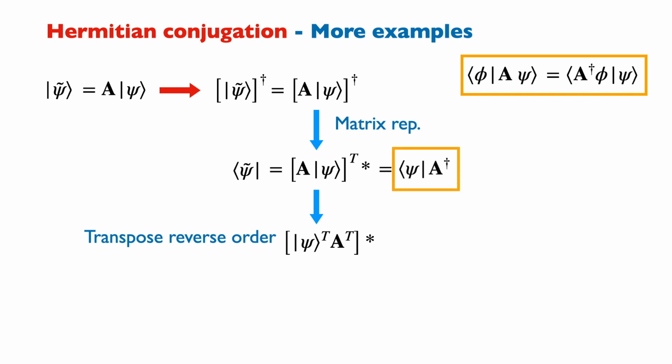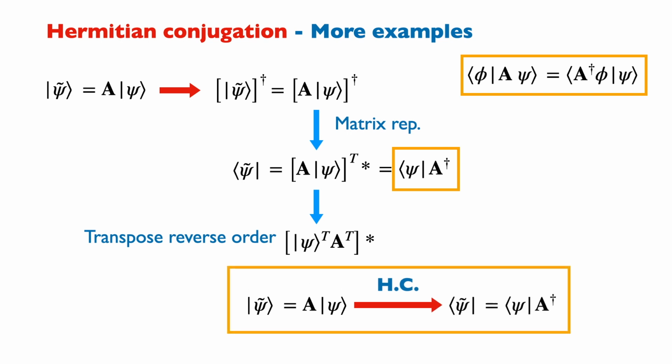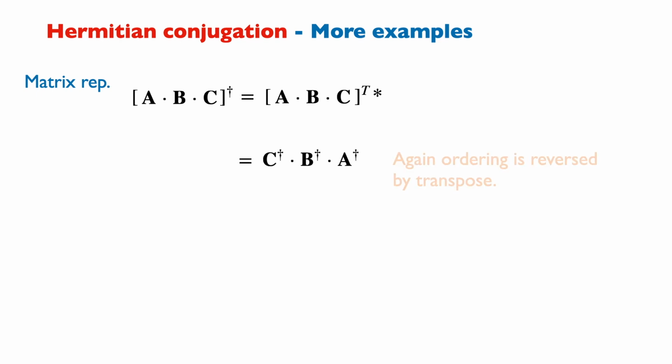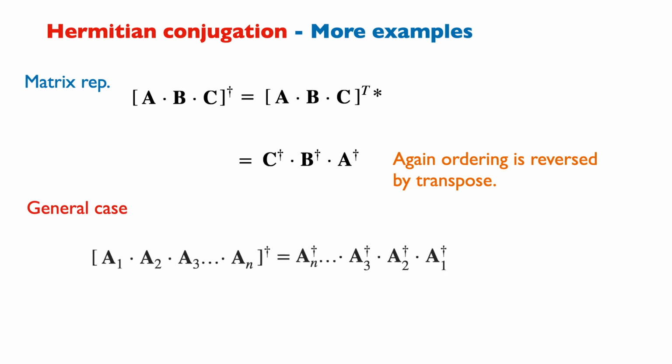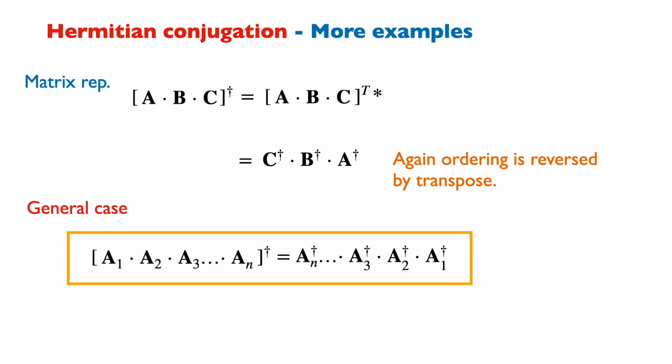Therefore, we get this simple rule for the Hermitian conjugation of the action of an operator on a ket. Note that an operator always acts on a ket to give another ket, and on a bra to give another bra. Next, we look at the Hermitian conjugate of products of operators. We could then use the matrix representation to express Hermitian conjugation. Again, the ordering of the operators is reversed due to the transpose. In general, this works for any sequence of operators and is an often used relation.